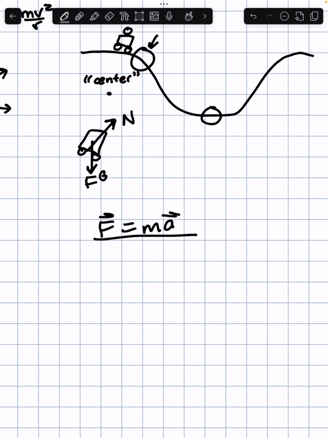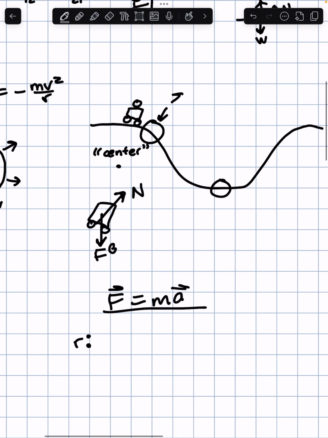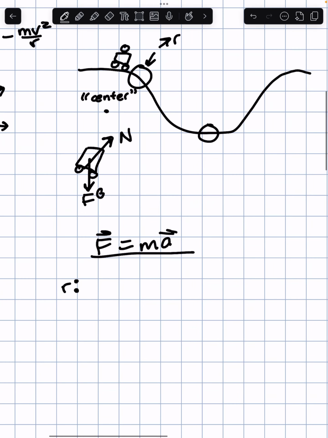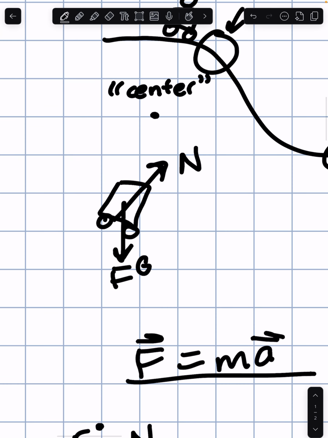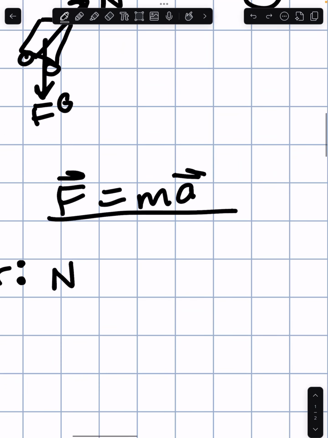So if we write our Newton's second law and we sum up all of the forces in the radial direction, well, let's remember that our radial direction is outward like this. Let's look at what forces are outward. We have normal force, and no more forces that are outward. What about the inward forces? Well, we do have the force of gravity, which will have a component in the radial direction.